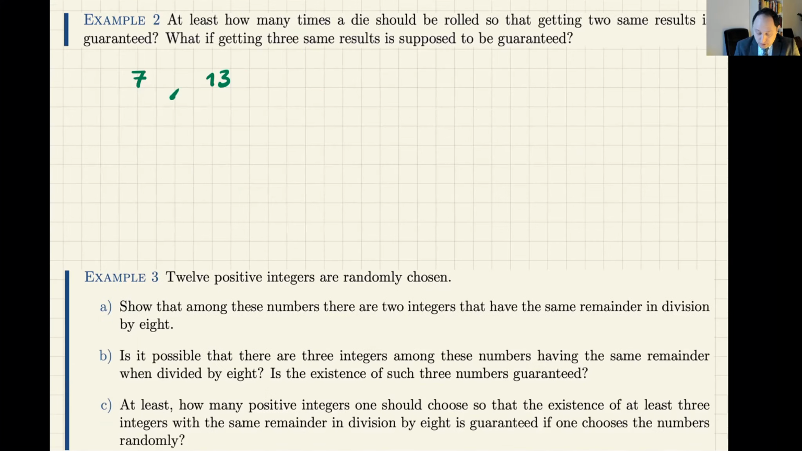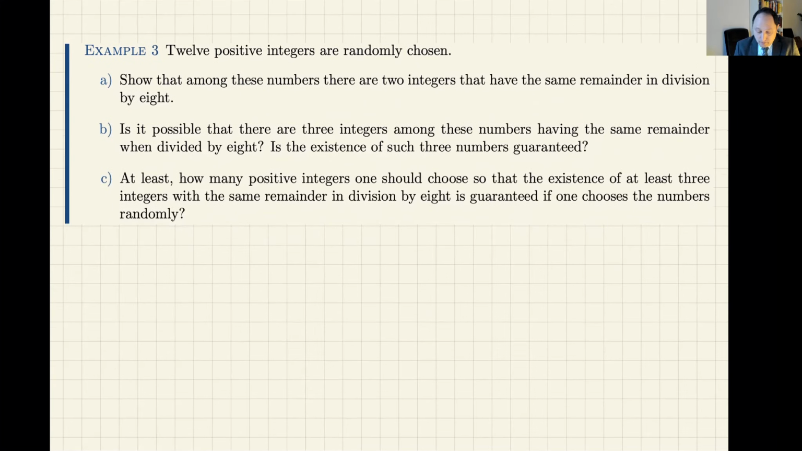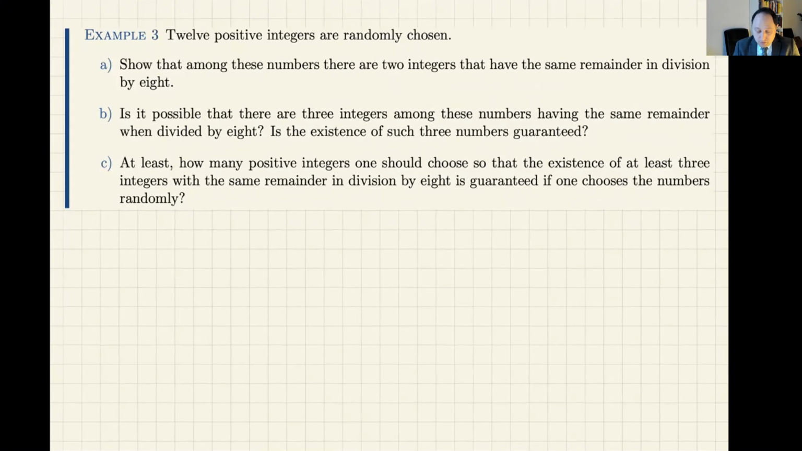Sorry for that. Okay. Now let us make it a little bit more interesting. So example number 3: 12 positive integers are randomly chosen. So from the set of natural numbers, you just randomly choose 12 positive integers. Show that among these numbers, there are 2 integers that have the same remainder in division by 8.